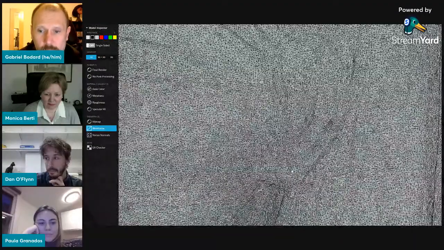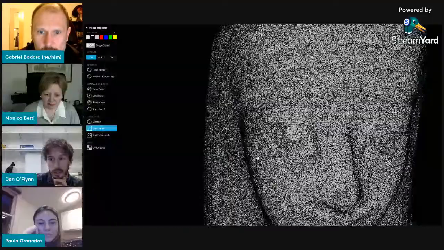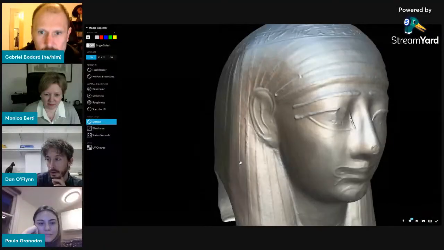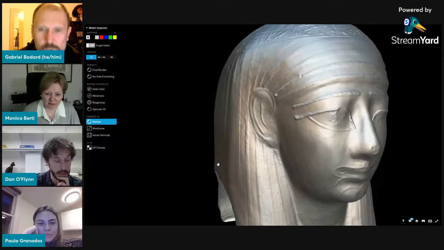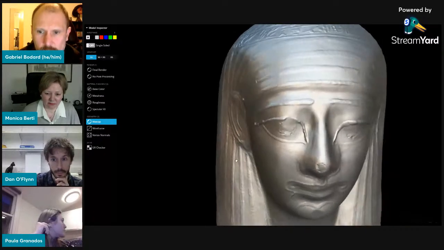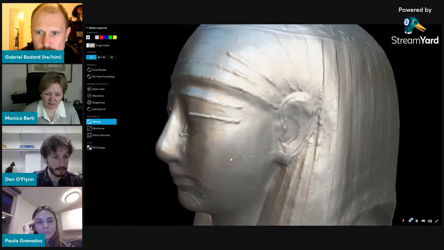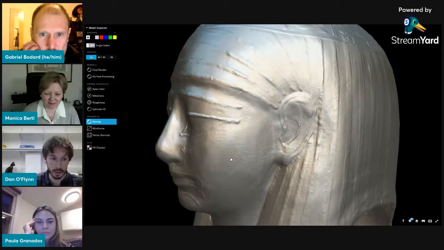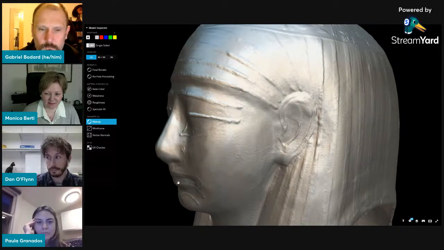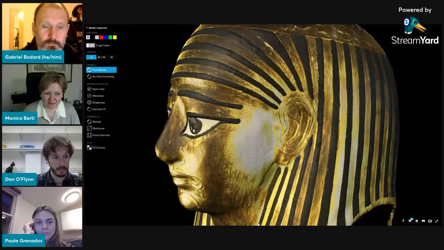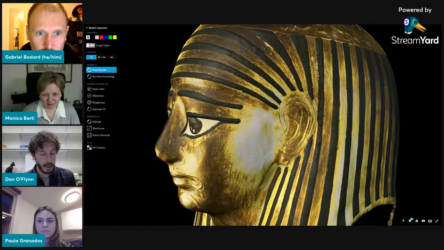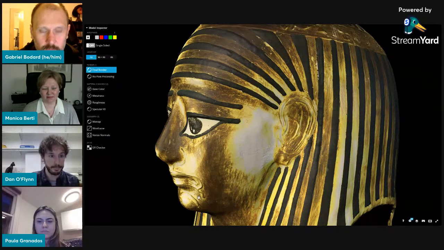That's what the surface looks like without the final color on top. I would say the uncolored version of the mask came out well, but there were some errors with the light shining off the gold, which is a common error with this kind of 3D scanning method. And just with photography, right? Trying to photograph something that's gold or silver is always going to have similar issues.